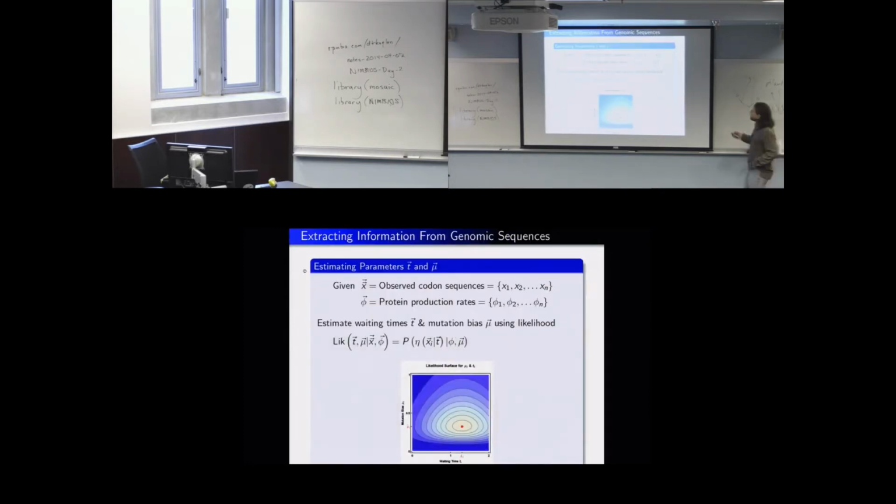Okay. So we now have the ability to take a series of codon sequences, thinking of these as gene 1, gene 2, all the way to gene N across a genome. And if we have ideas about their protein production rates, we can take this probability statement and generate a likelihood statement, and make estimates about what the different pausing times are and what the different mutation biases are.